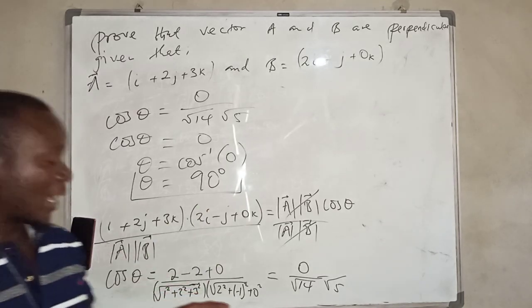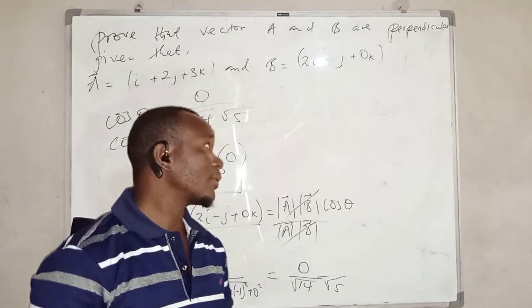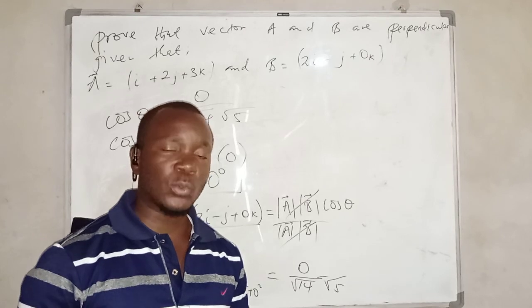And if theta is 90 degrees, which means the angle between the two vectors is 90 degrees, then it means the two vectors are perpendicular.